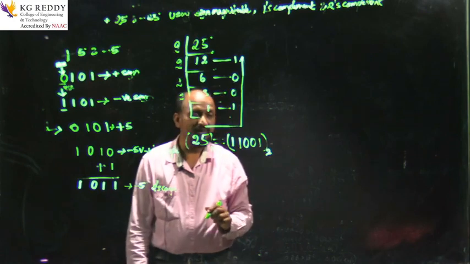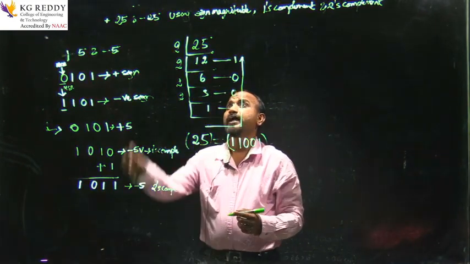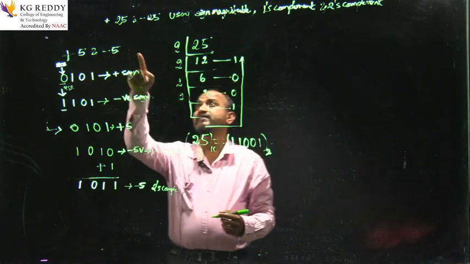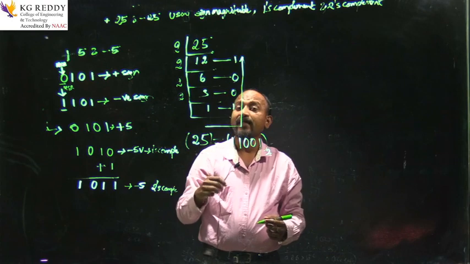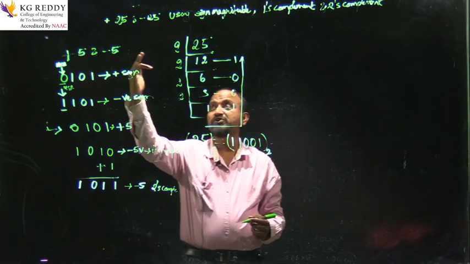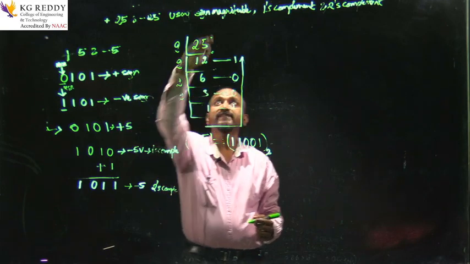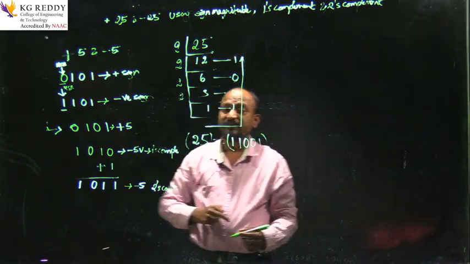Let us now come to our point. What is our aim? Our aim is to find out how we represent the binary value of 25. So now we are going to see how we represent plus 25 and minus 25 using sign magnitude, 1's complement and 2's complement. Let us take the first one.